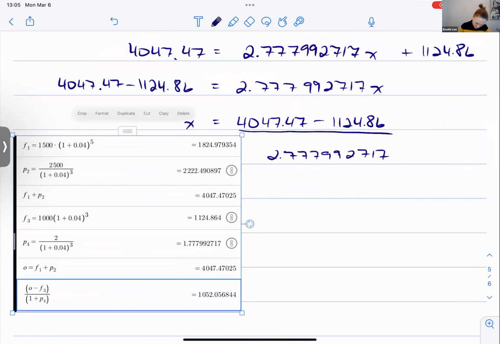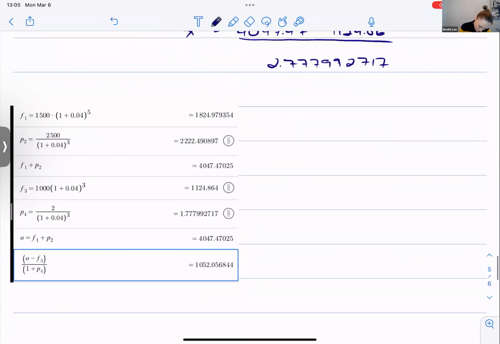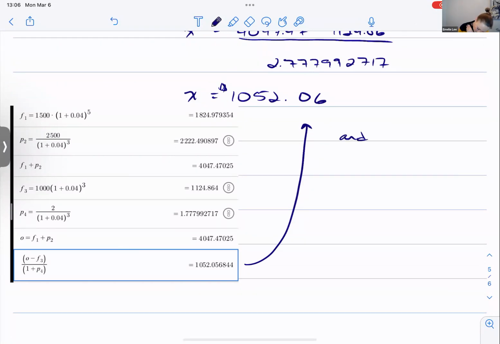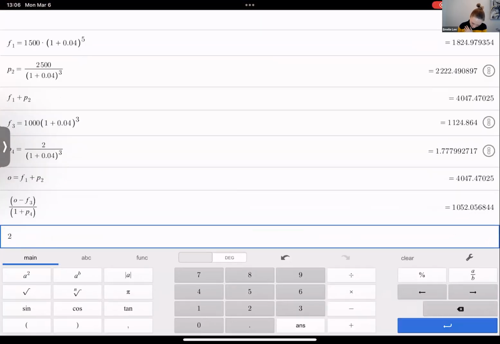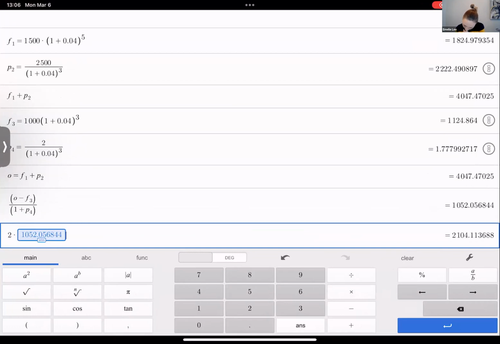So then x is 1,052 and 6 pennies from here. From here we can easily find 2x, right? And 2x, and I like to put a little flair on my x's, is 2 times 1052.06, which is 2 times that answer, 2104.11.